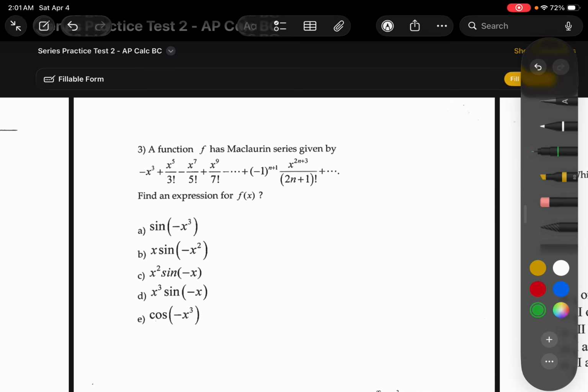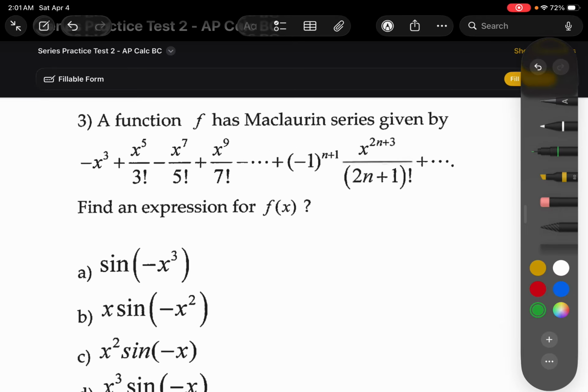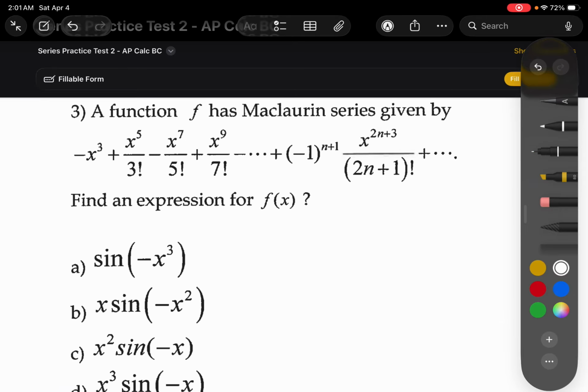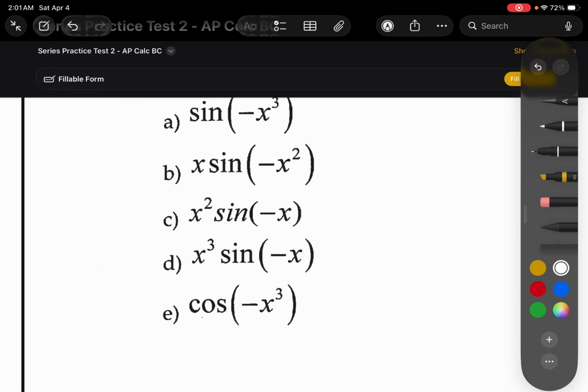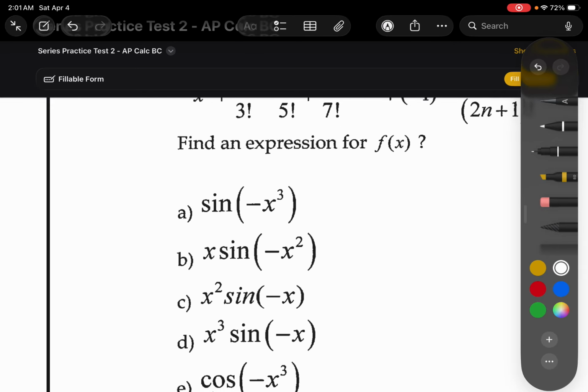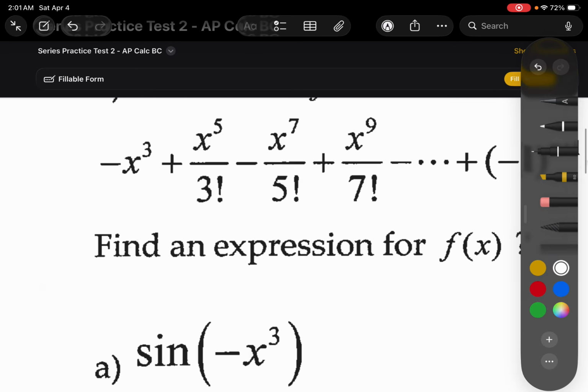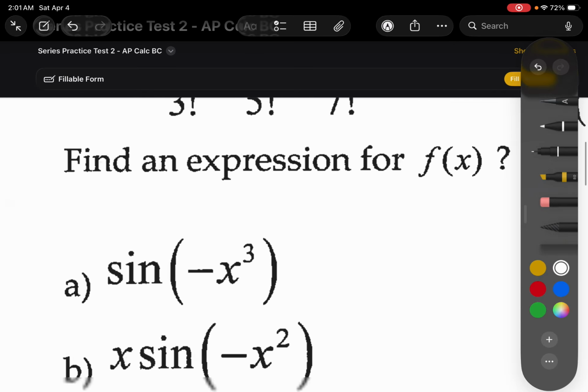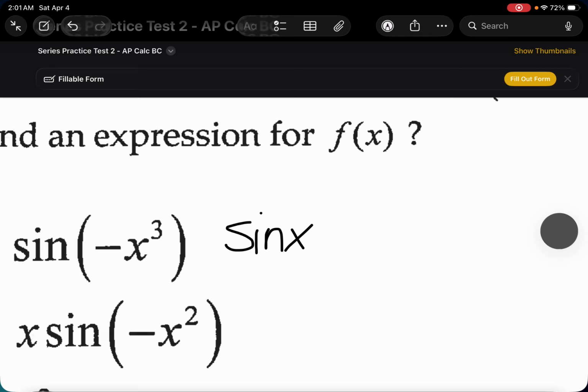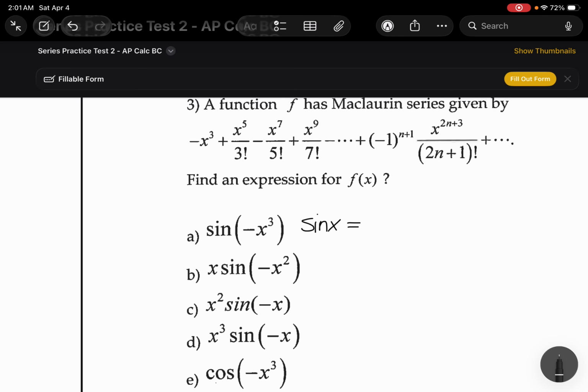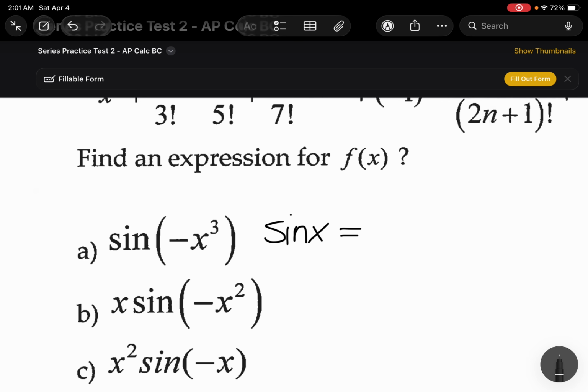A function f has a Maclaurin series given by this series. We need to find an expression for this. We know that this is sine of x because not all the factorials are here, and they're all odd. I always think of sine as the odd one when it comes to memorizing the series. So this is another expansion, and we need to discover which expansion it is.